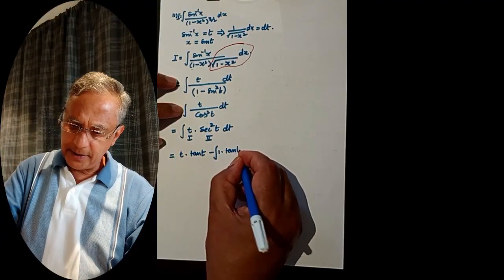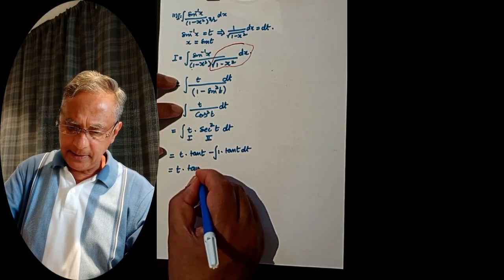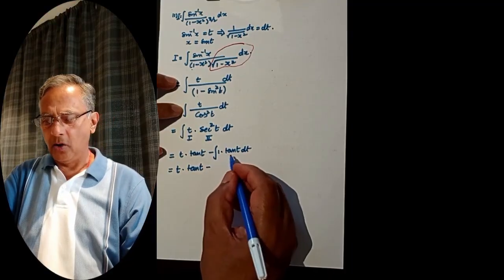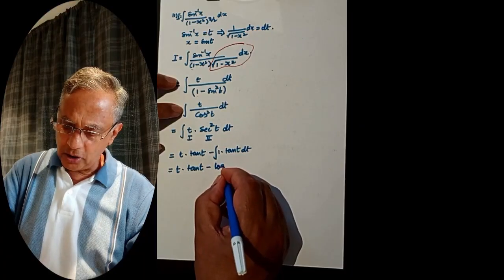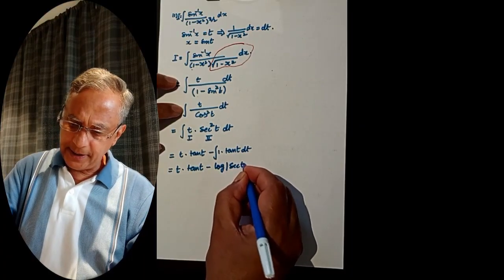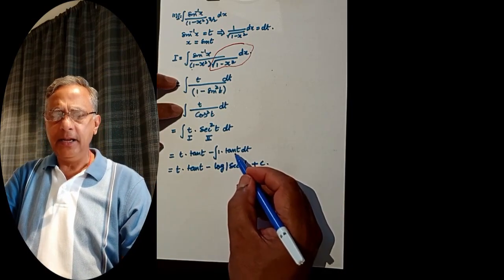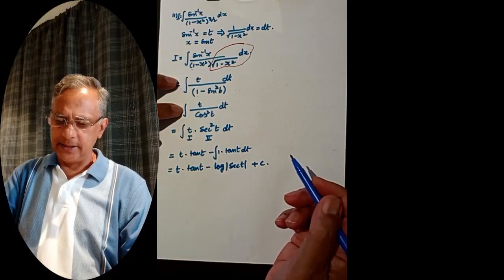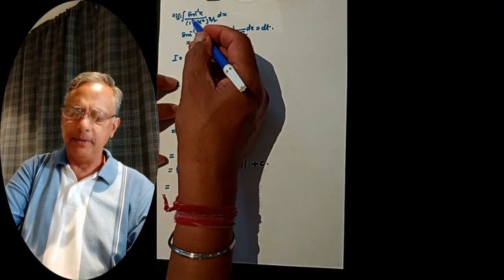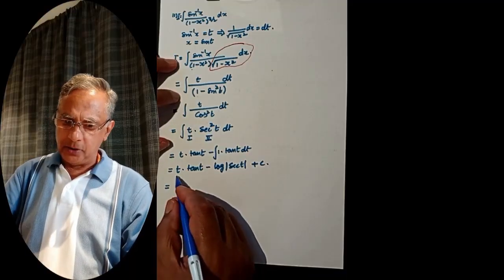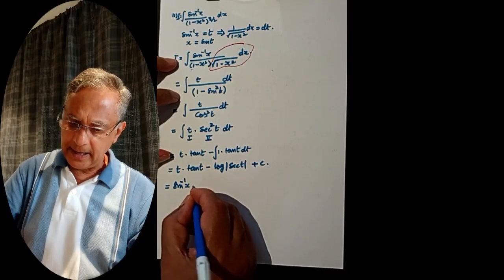is tangent t dt, and this is equal to t into tangent t minus, now integration of tangent t. Integration of tangent t is log of secant t plus c. Integration of tangent x is log mod secant x. So this can be written as, now we will change this in terms of the original variable. So t is sine inverse x. This is sine inverse x.